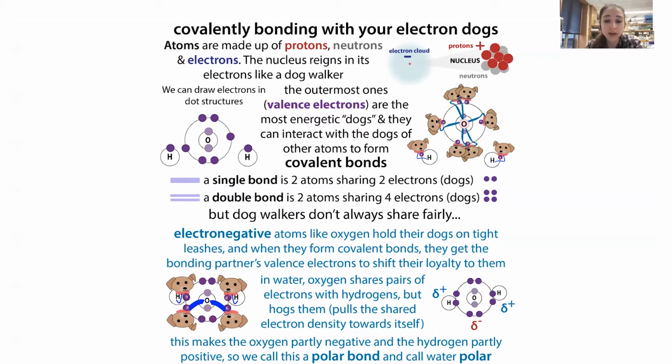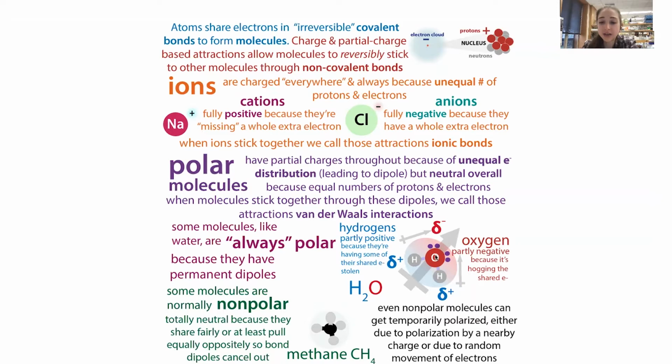The reason why water is so sticky is because it's really polar. It barely shares its electrons. This oxygen is what we call electronegative, so it draws the electrons towards it, making it partly negative, and pulling them away from the hydrogens, making them partly positive. So this is a polar molecule.